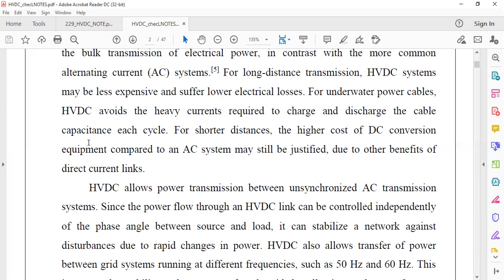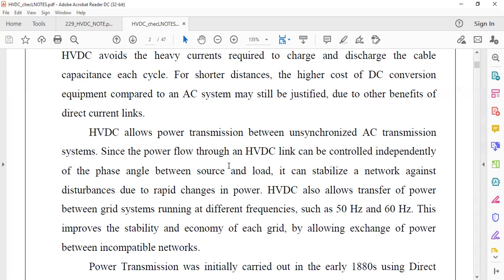All the appliances use only DC, right? So there is a higher cost of DC conversion equipment used, but we need to justify that some benefits are present for DC links also. You can discuss that, okay, right?